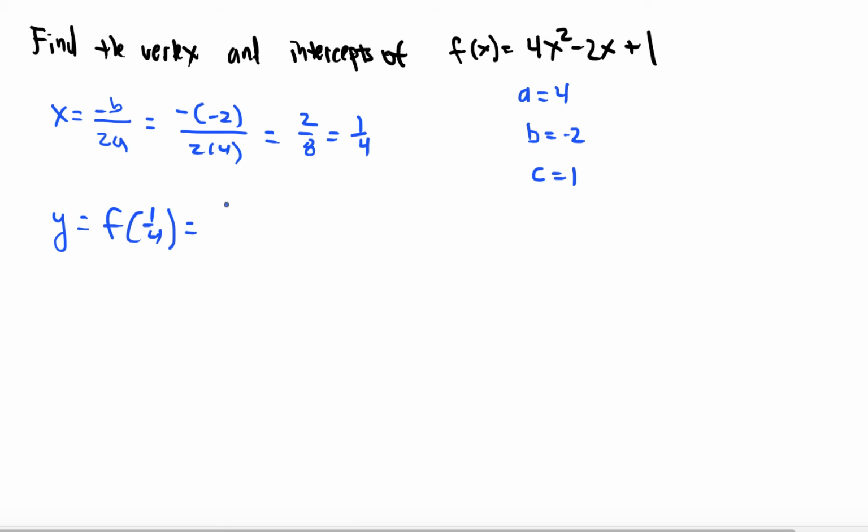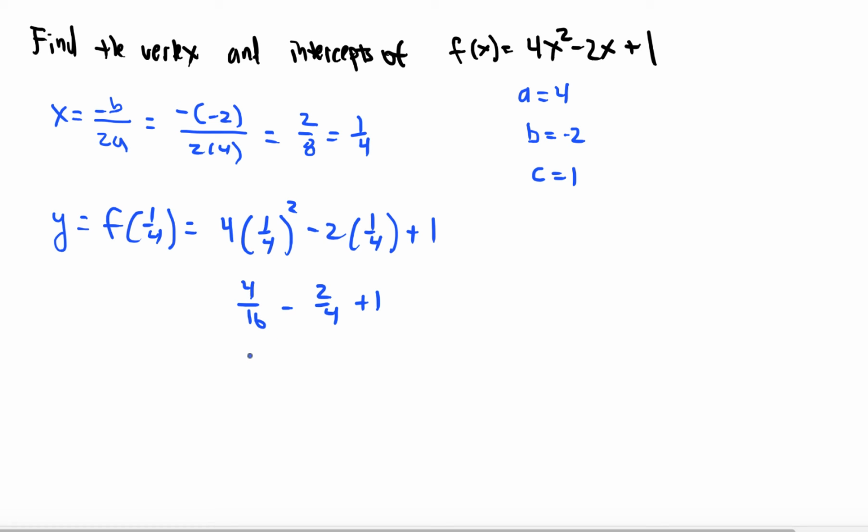function. We got a fraction here, but that's okay, we can deal with that. So we'll plug in the 1/4: 4 times 1/4 squared, minus 2 times 1/4, plus 1. Now 1/4 squared is 1 over 16, so we get 4 over 16 minus 2 over 4 plus 1. So we'll just reduce this.